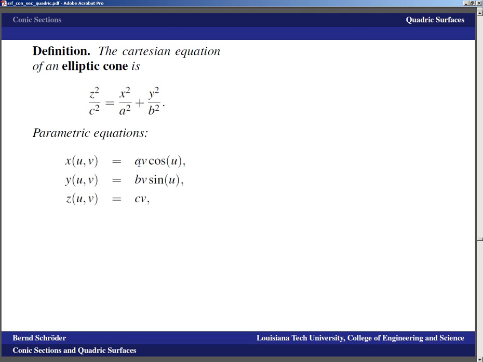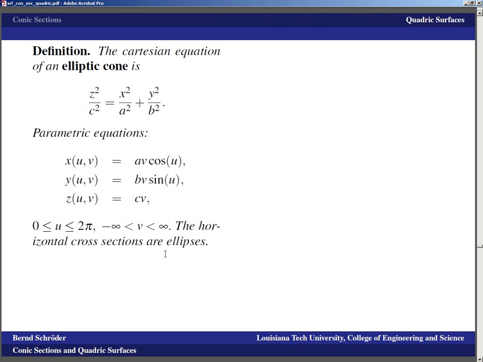The parametric equations, again, we would simply encode the elliptic horizontal cross sections, a v cosine u and b v sine u. If we plug that in, the a squareds and b squareds cancel. The cosine squared plus sine squared gives us 1 by Pythagoras. We end up with v squared on the right side, and that means z of u,v would be c v. And then we would have u going from 0 to 2 pi, because we have to go all the way around the ellipse. And we let v go from negative infinity to infinity. That way we capture the upper and the lower half of the cone.